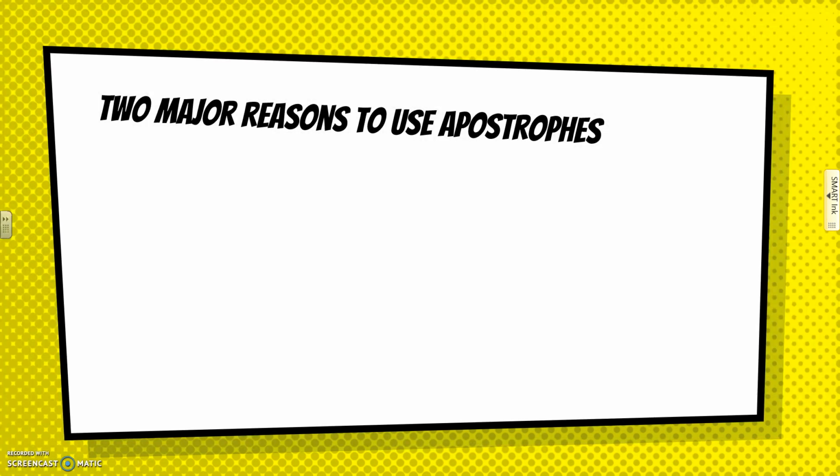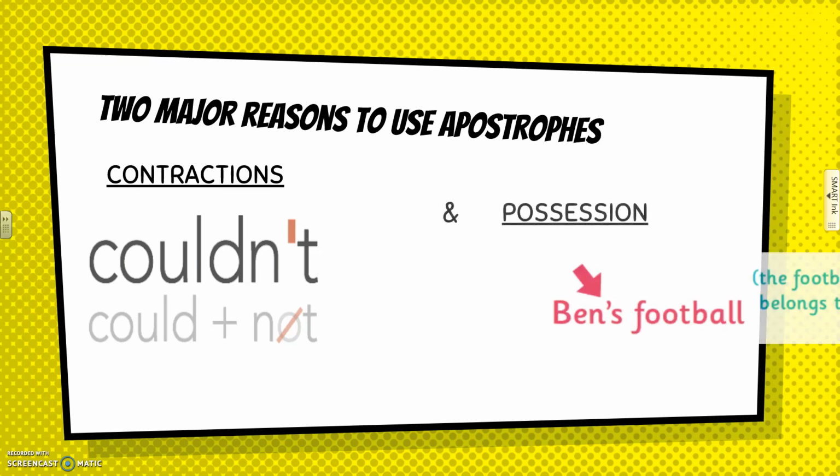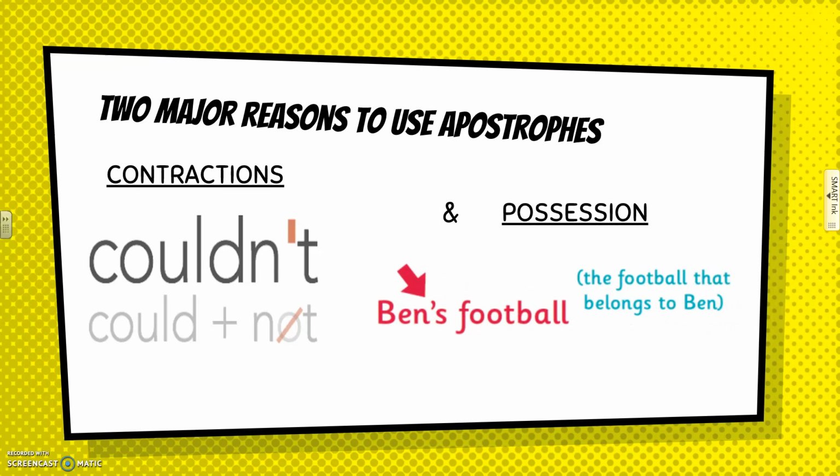Then we have two major reasons to use apostrophes. First of all, we're using apostrophes with contractions, and I'm going to go into that in one second, okay? And then the next reason to use apostrophes is to show possession or ownership, when somebody owns something or it belongs somewhere, okay? Contractions and possession, two reasons to use apostrophes.